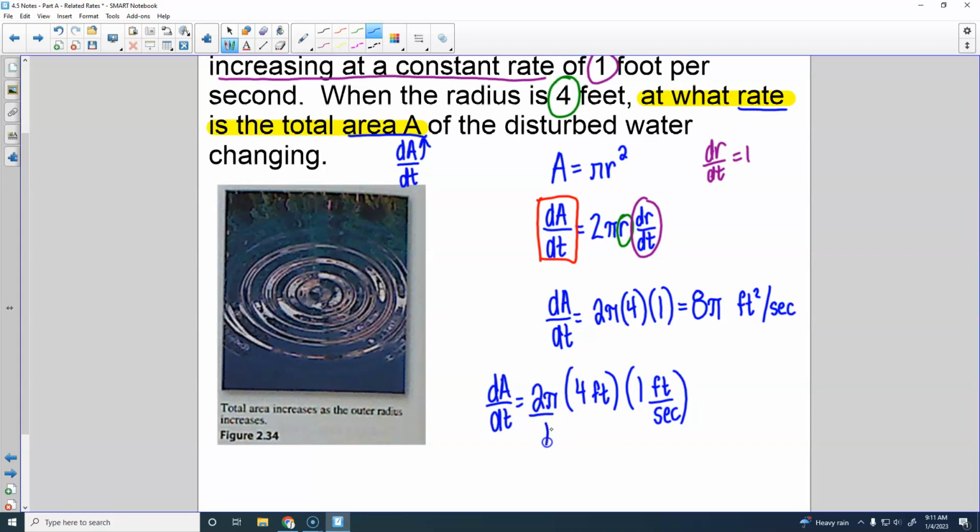For this, this is over 1, this is over 1. If you include the units, 2 pi times 4 times 1 gives you 8 pi. And if you look at your units, feet times feet gives you feet squared. And then 1 times seconds, you get over seconds here. So you could include the units as you do the problem, and it will automatically give you the correct units. It also helps you know that you did it right if you get units that make sense. So you can leave units off and just think about it at the end, or you could include units as you do the problem.